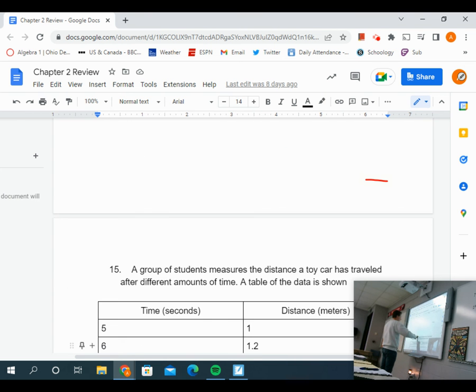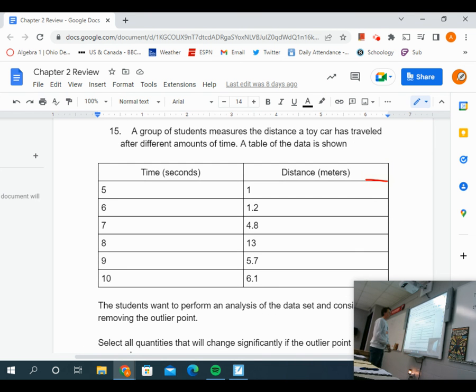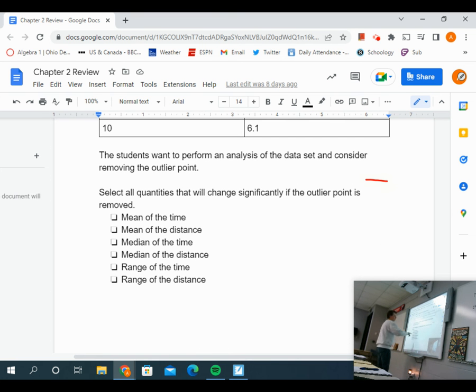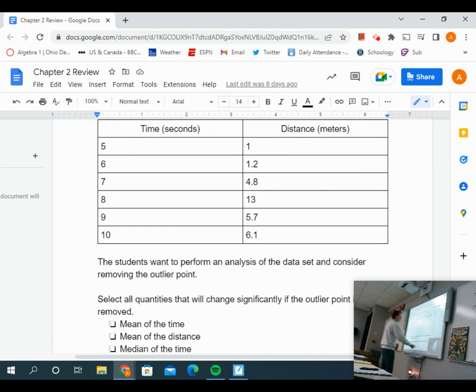Last question. A group of students measures the distance a toy car has traveled. So we have this table measuring times and distances. The students want to perform an analysis of the data set and consider removing the outlier. And then we want to know all that will be changed. Well, first things first, let's identify what the outlier is. An outlier is an extreme value, okay? It's a value that maybe was found incorrectly or just is very high or very low, depending on what you're measuring. So first things first, what is the outlier point?